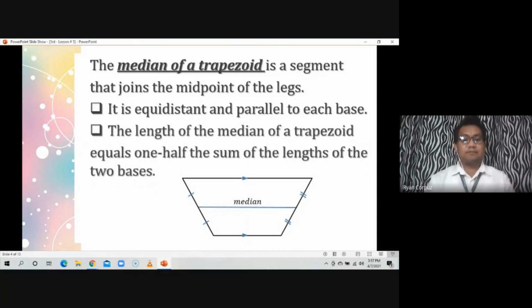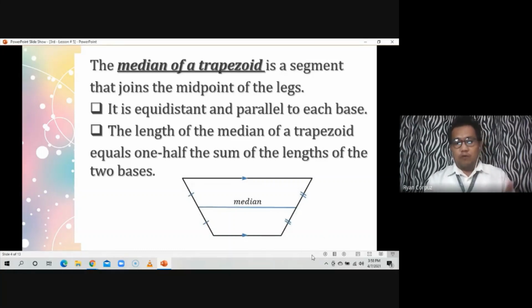Aside from that, the length of the median of a trapezoid equals 1/2 the sum of the lengths of the two bases. So if you're going to analyze that given statement, the measure of this median of the trapezoid equals 1/2, meaning kalahati ng sum of the lengths of the bases. Kung alam mo yung measure of these bases, just add the two bases, then divide it by 2, that's the half of it, then that would be the measure of the median of the trapezoid.